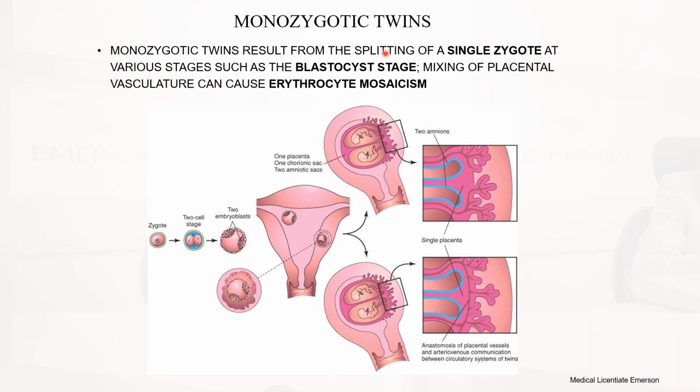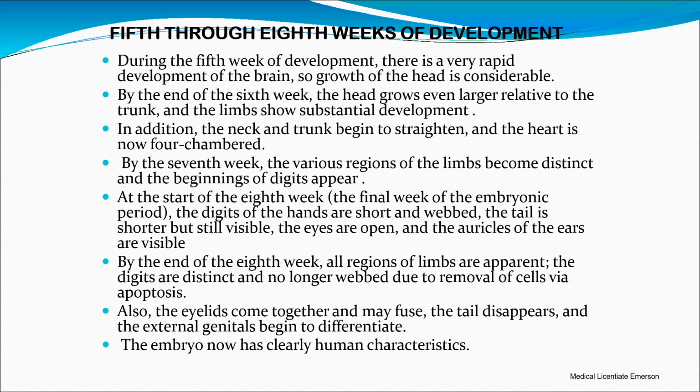Then the monozygotic twins result from the single zygote at various stages, such as the blastocyst stage, as we mentioned earlier. And also, we can have mixing of placenta vasculature, which can result in erythrocyte mosaicism. So we can have anastomosis of the placenta vessels and arteriovenous communication between the circulatory systems of the twins. Others even end up developing complications such as twin-to-twin transfusion syndrome. Those all end up having compromised placenta vasculature, meaning one will be the donor to the other, and the other will be the recipient. So there are a lot of complications that can come about due to twinning. Okay, so this is what we have been talking about.